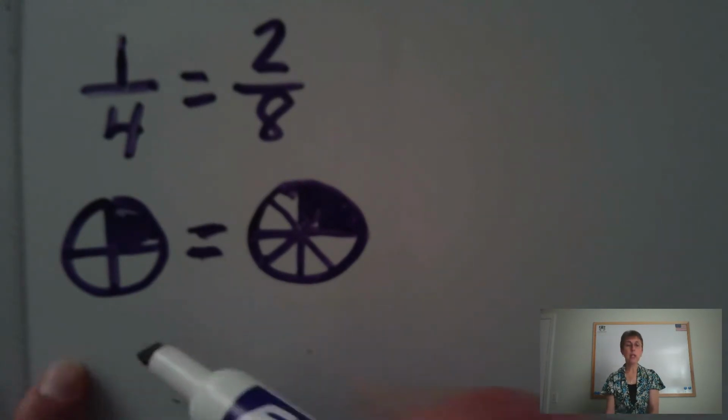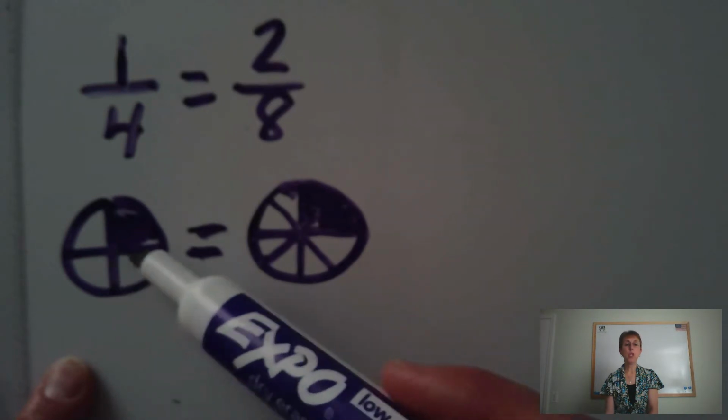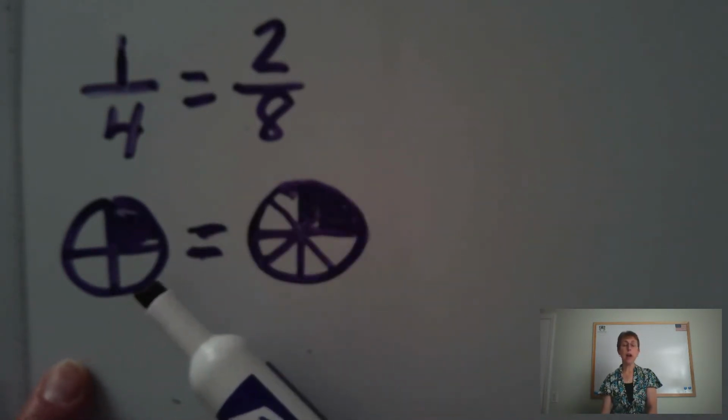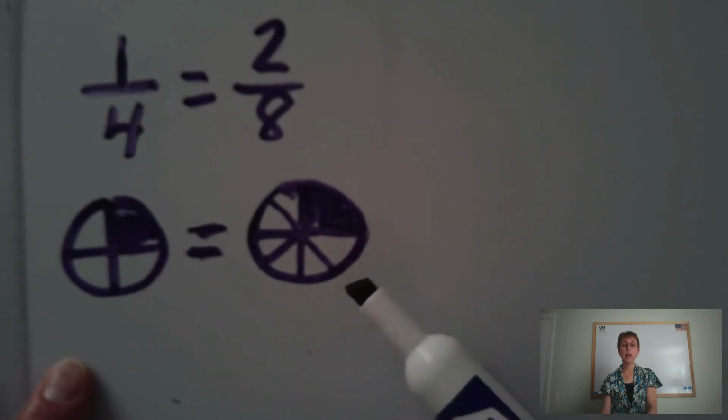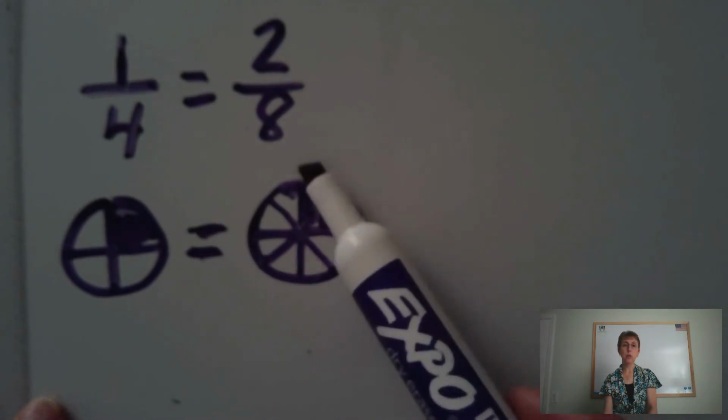And we can see that 1/4 is equal to 2/8. The same portion of each circle is shaded in. In the first circle, you had 4 equal parts. In the second circle, you had 8 equal parts. 1/4 equals 2/8.